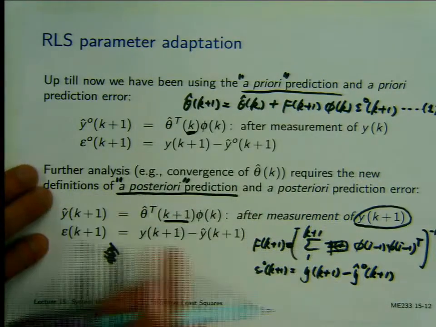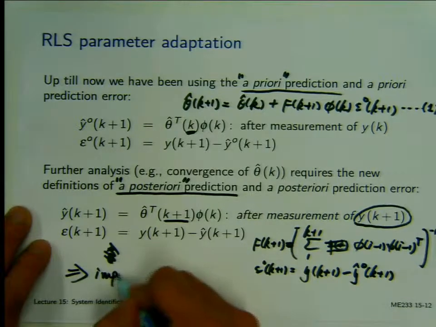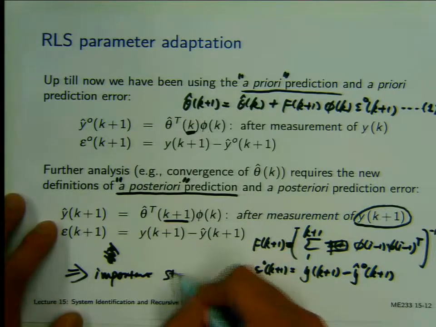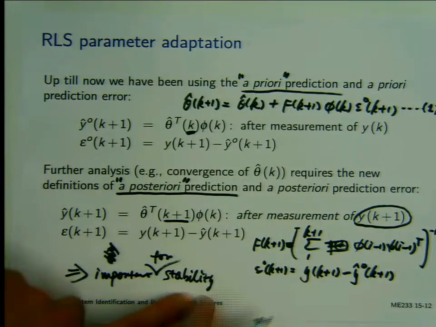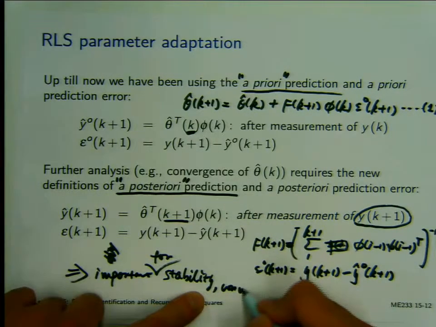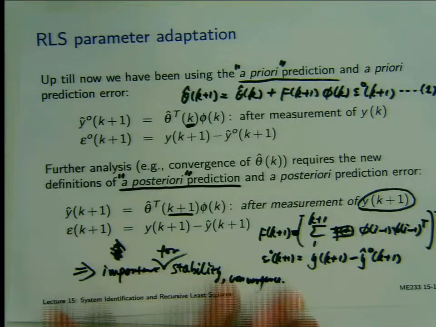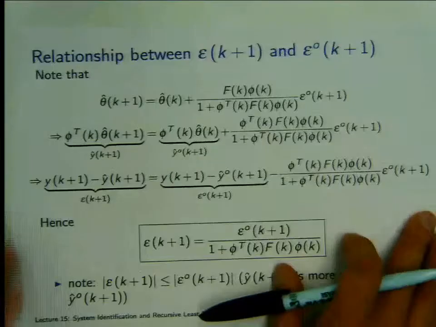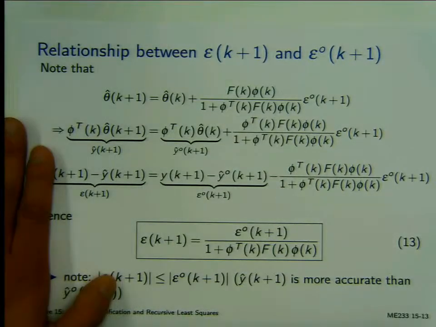But when we use this, these are important for analysis, for example, stability and convergence analysis. We're going to be using a posteriori information soon. But keep in mind which one we are implementing and which one we are not.